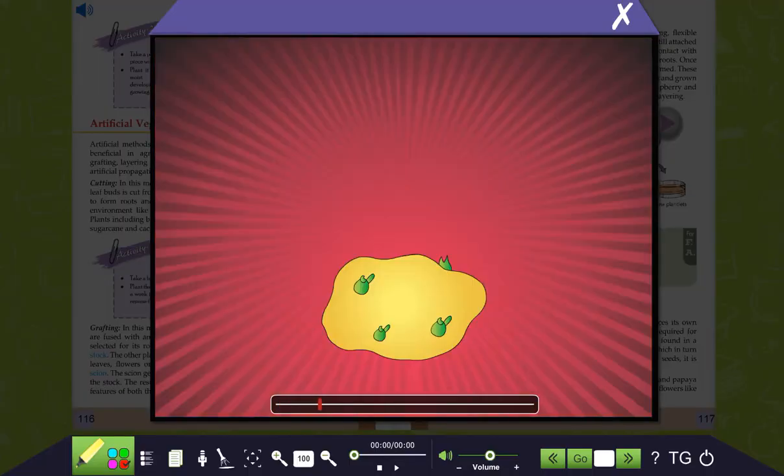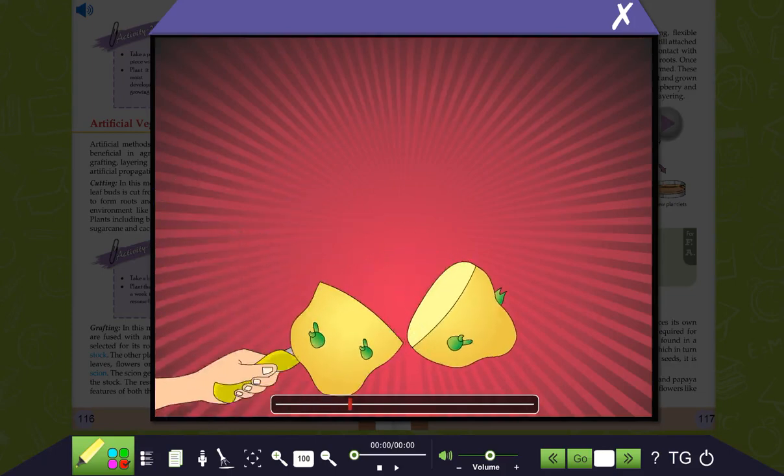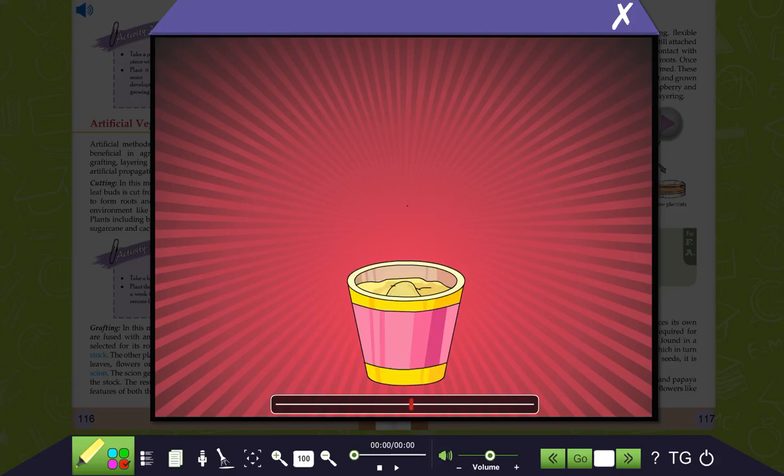Activity 2. Take a potato. Cut out a small piece with an eye in it. Plant it in a pot with good moist soil. Observe it developing roots, shoots, and growing into a new plant.